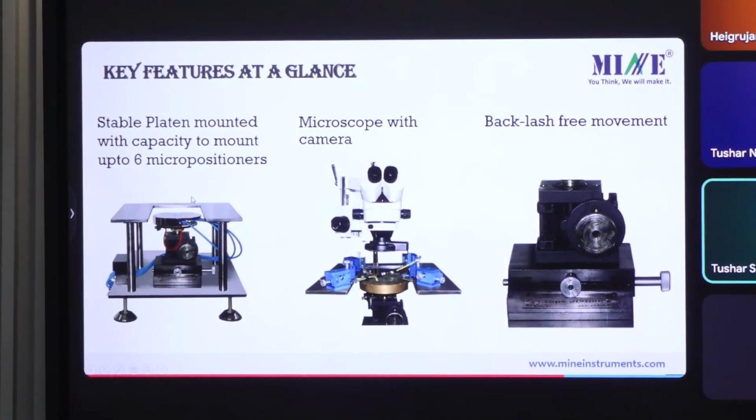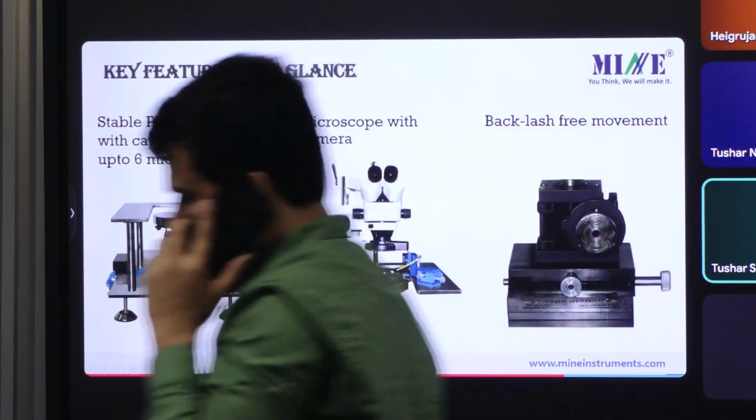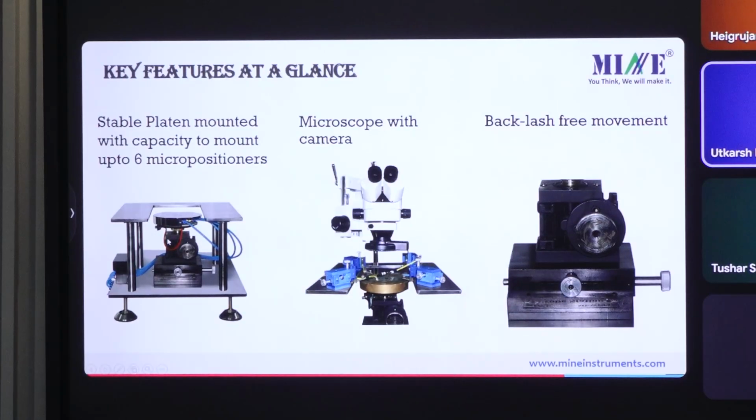Sir, in this slide you can also see that there is an XY stage. Have you seen my mouse? Yes, sir. So this is our XY stage. According to user needs, we can change the resolution of this particular stage.